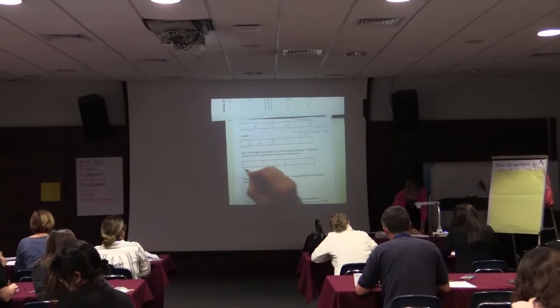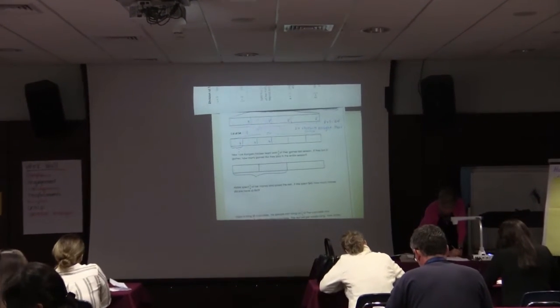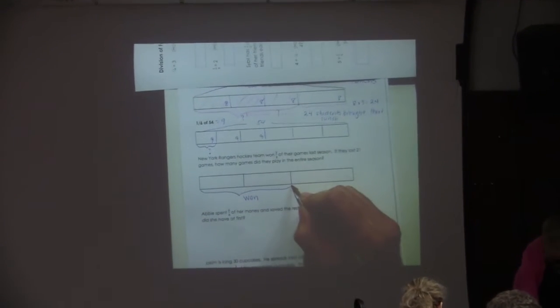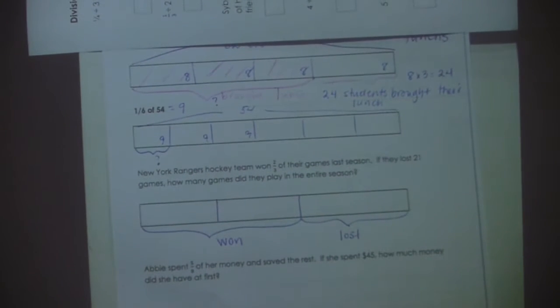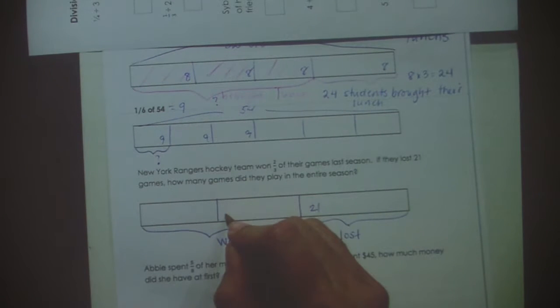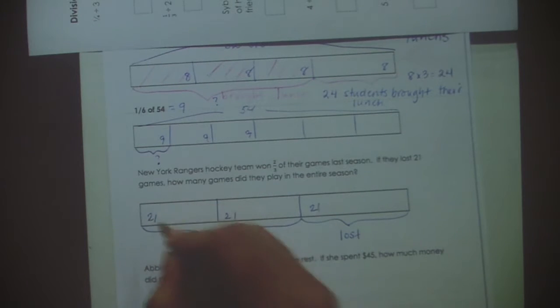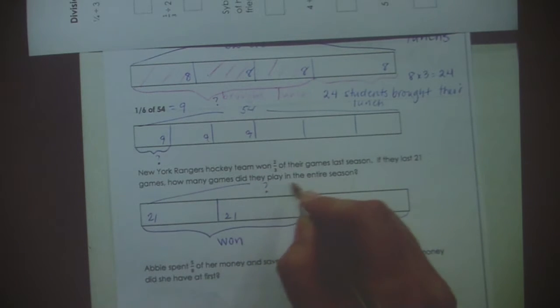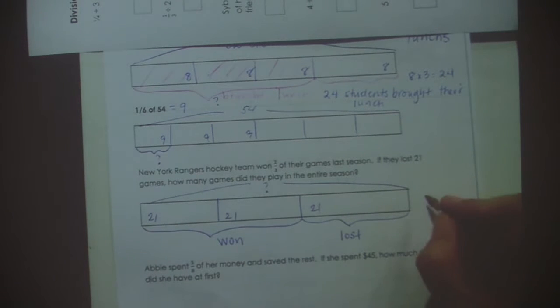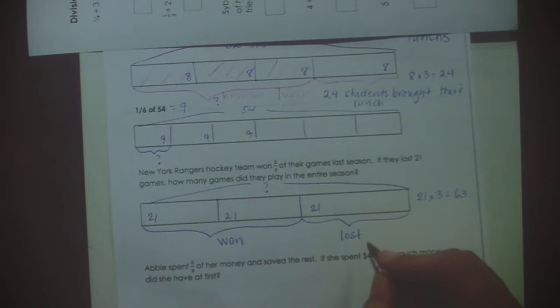I know something about 2/3 of them. They are the games they won. So we know enough about sports to know these are the games they lost. What other information do we know? 21. So if this one is 21, what does this one equal? 21. And this one. And what we're looking for is how many total were there. So this would be 21 times 3 equals 63.